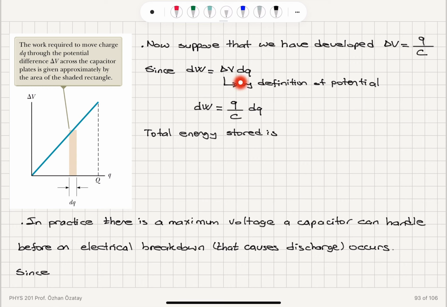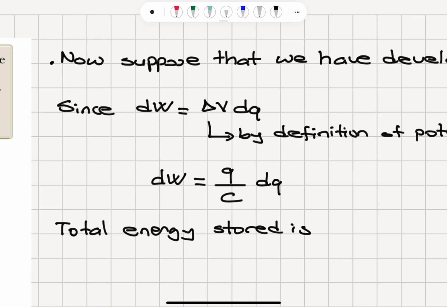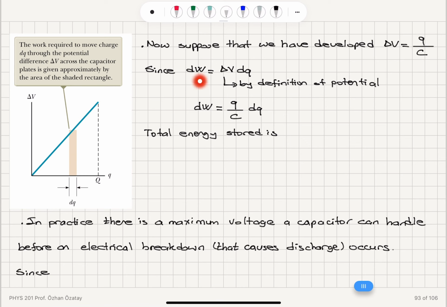Now, by definition of potential, if you have a potential difference delta V under which you're moving a charge dq, this will cause a change in the electrical potential energy dW, the potential difference multiplied by the charge. That is basically the work done by transferring this charge dq in the presence of this potential difference delta V. So you can see that the small amount of work that we do is delta V, which is Q over C, multiplied by dq. So Q is the charge that was already there, and dq is the additional charge we're transferring in the presence of this potential.